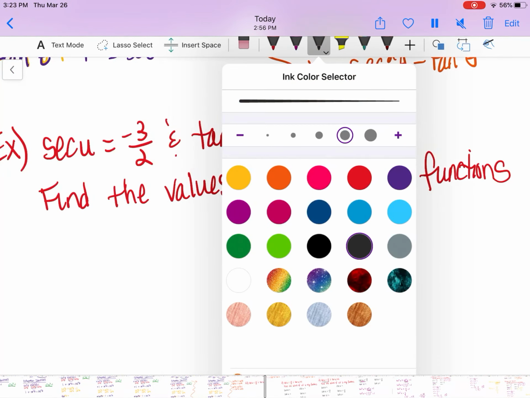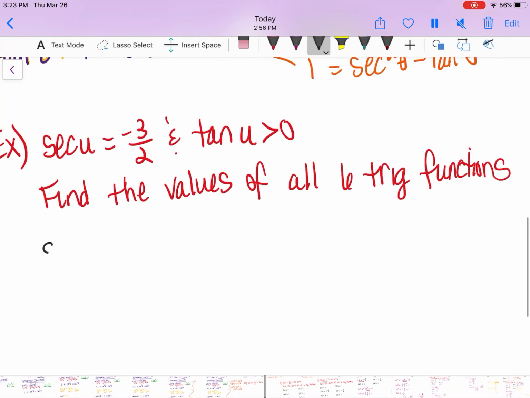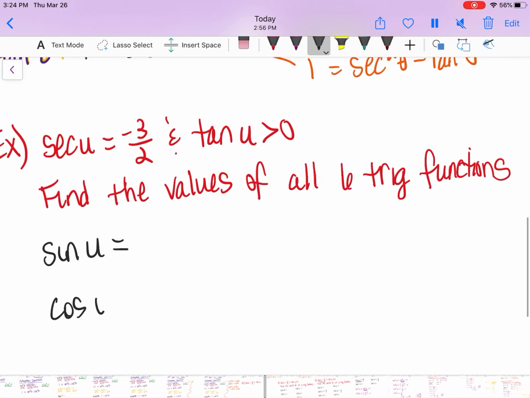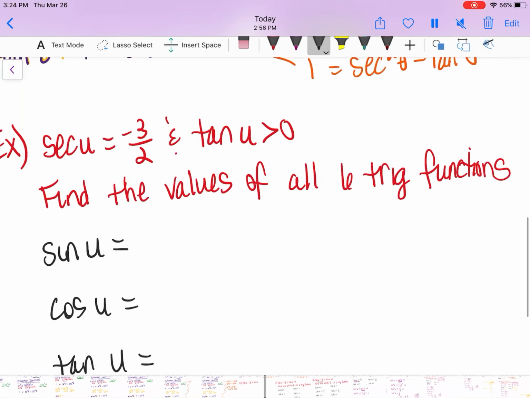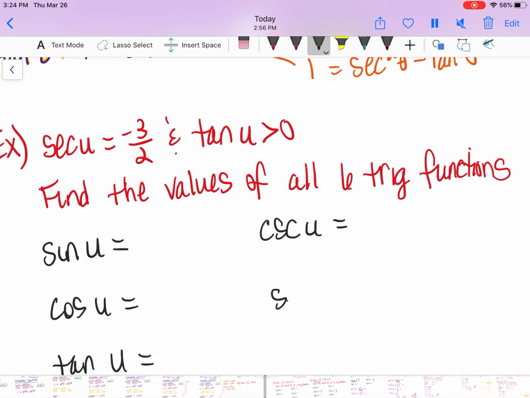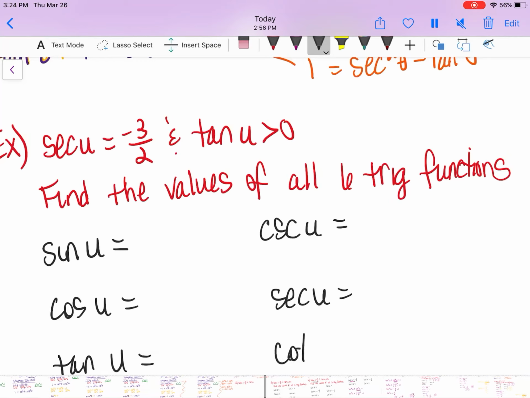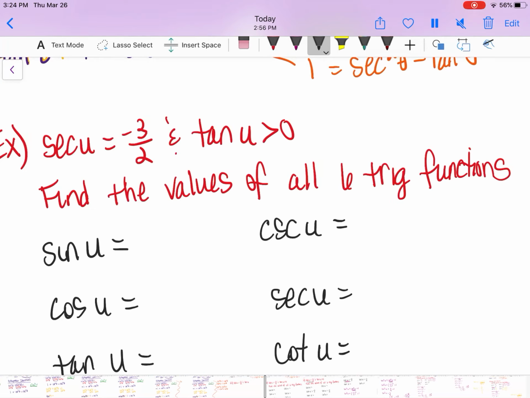So here's what this is going to look like. Since it wants us to find all 6 trig functions, I need to find the sine of u, the cosine of u, the tangent of u, and then our reciprocal functions, cosecant of u, secant of u, and cotangent of u, sorry. So I'm writing this out just like we did in the unit circle chapter, just to kind of give you a mental picture of which ones go together, okay?